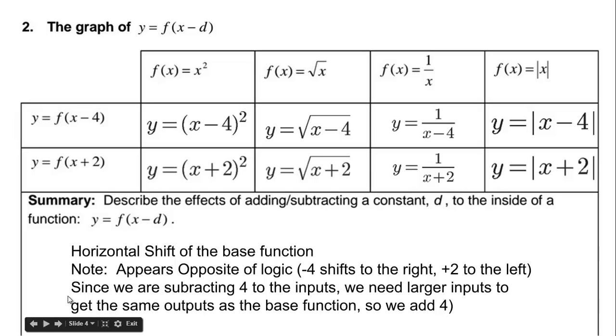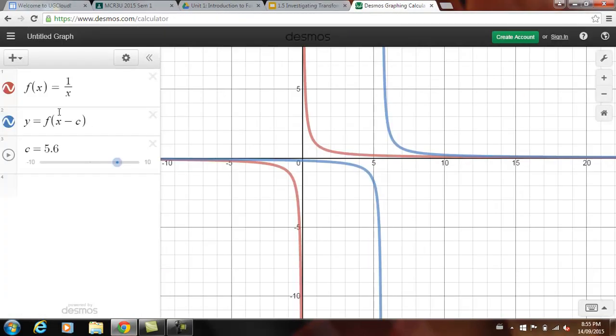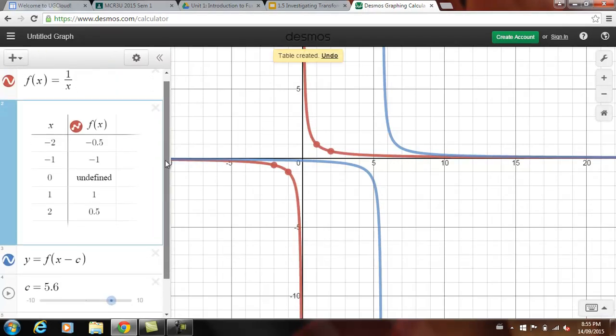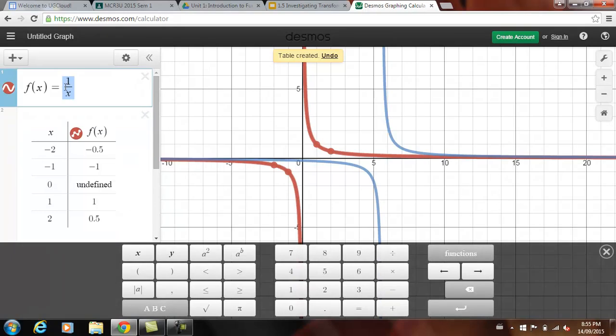But this is the key sentence here. Since we're subtracting 4 from the inputs, we need larger inputs to get the same output as the base function. So we add 4. Okay? And so what happens is, if we look at the values here for the base function, let's just look at a simpler one, the absolute value function.